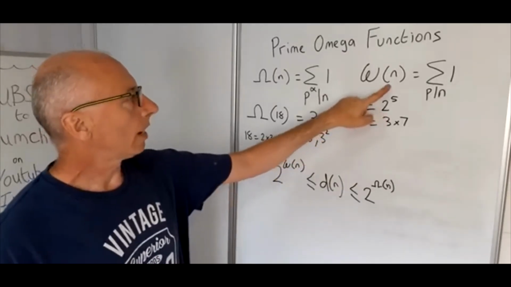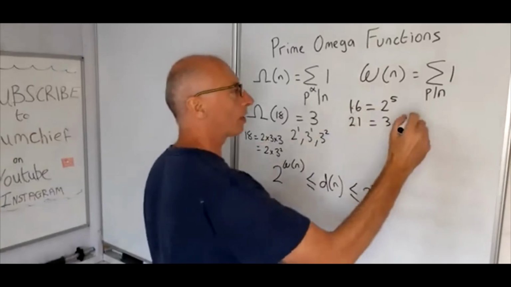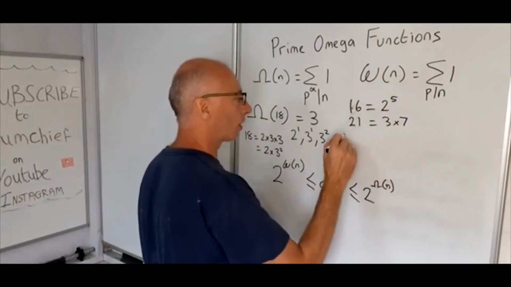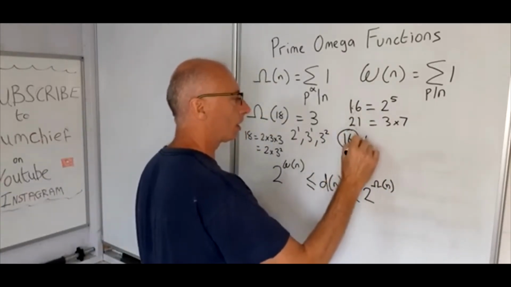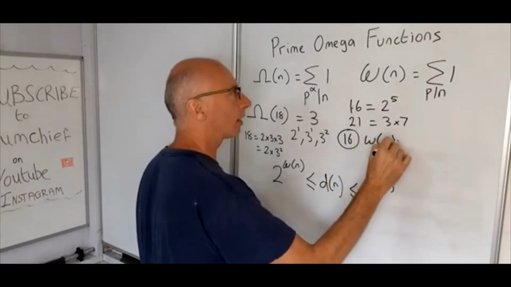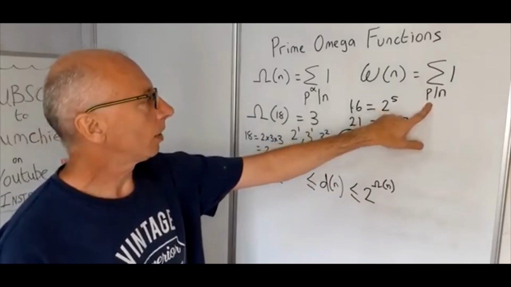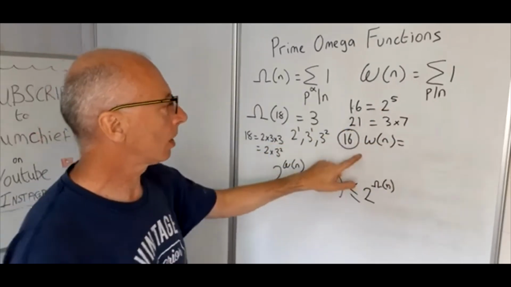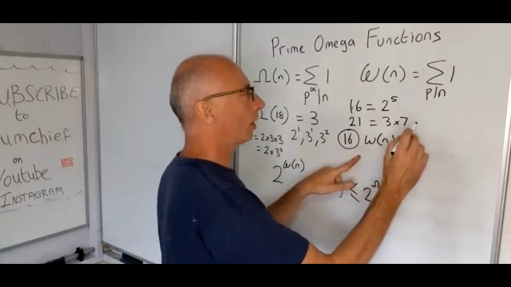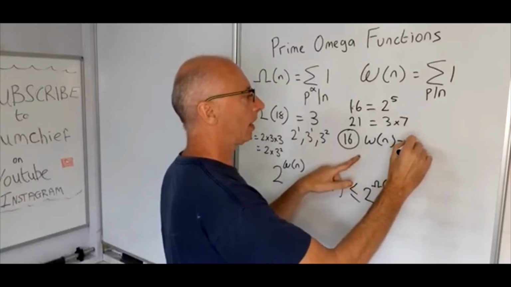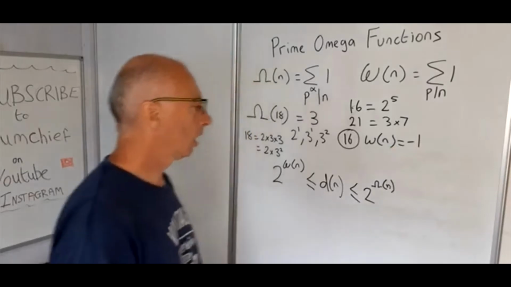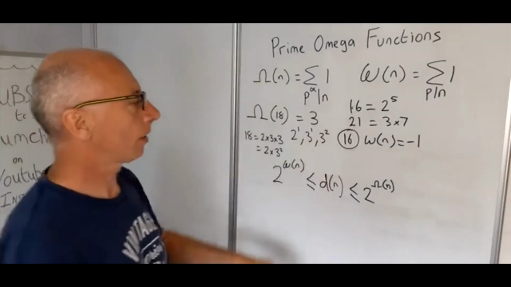So omega n lowercase, let's look at that one first. So for 16, lowercase omega n, that's the distinct prime factors of 16. That would just be 1. So therefore the value there would be -1. Okay, sorry, +1.